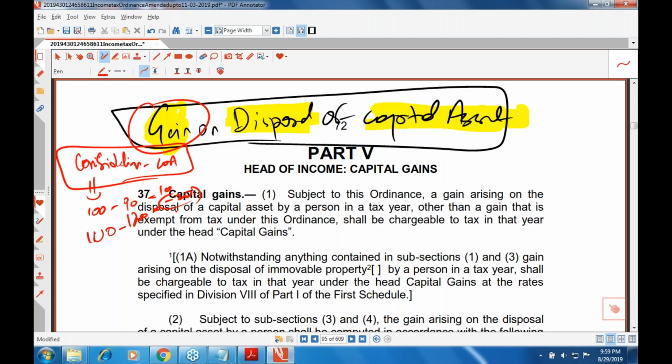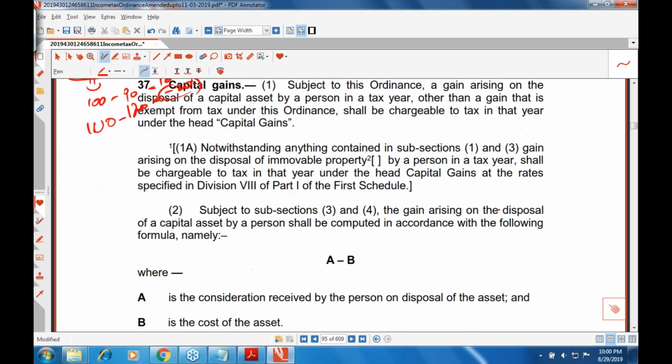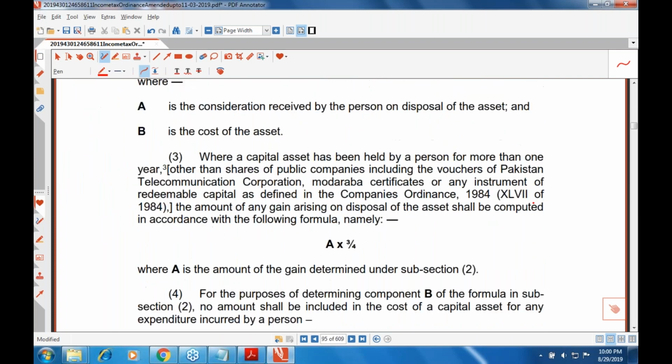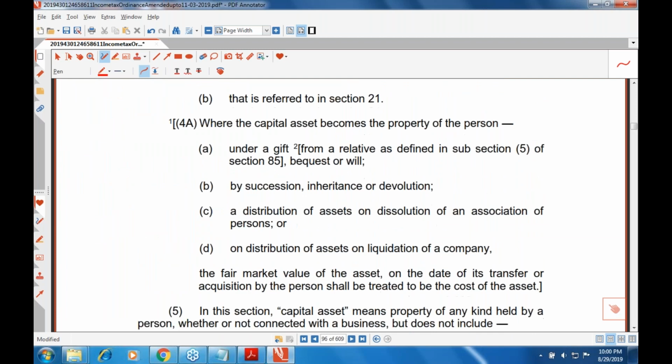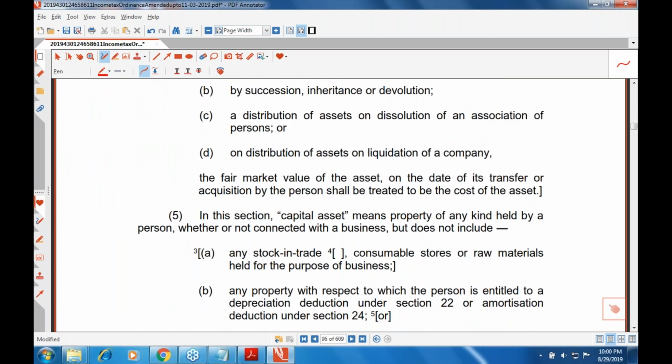So the gain includes both, because there is a way of calculating the gain, which is the consideration received minus the cost. Even if you have a loss, that's also called a gain computed on the disposal of the capital asset. So one important definition is the gain. The second important aspect is to understand the concept of capital asset. What exactly do you mean by capital asset?